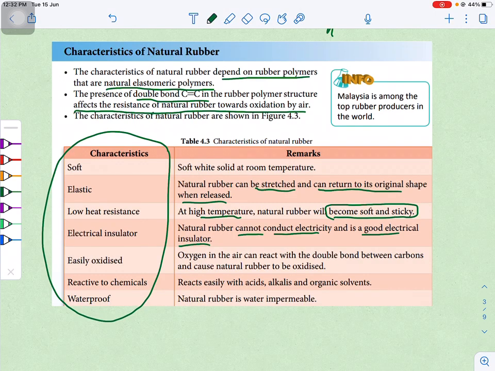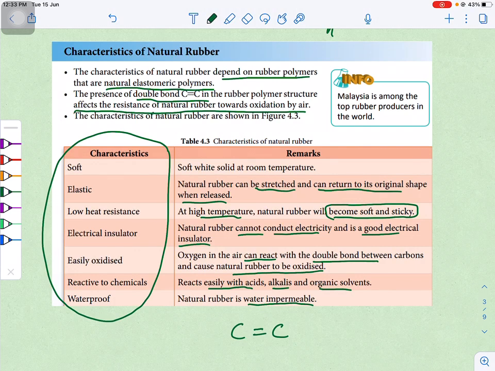Easily oxidized, it can react. Which part react? At the double bond, it will going to react and cause the rubber to be oxidized. So ini akan menyebabkan dia bau yang agak busuk. Reactive to chemicals, easily react with acid, alkali and organic solvent. Waterproof, it is water impermeable. So if we look at the characteristic of natural rubber, we can say, it is affected mostly by the presence of the carbon-carbon double bond. So bahagian ni yang akan berlakunya reaction dengan acid, with the alkali, with the air.